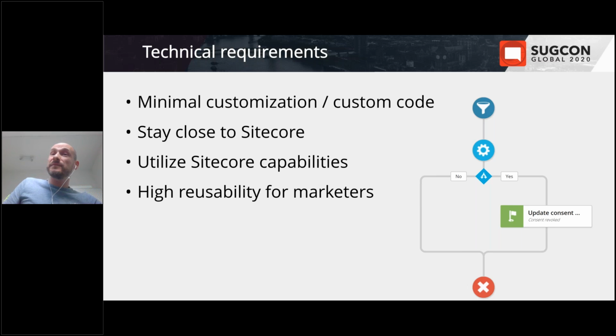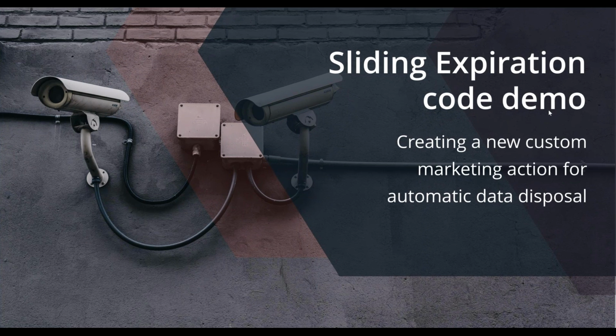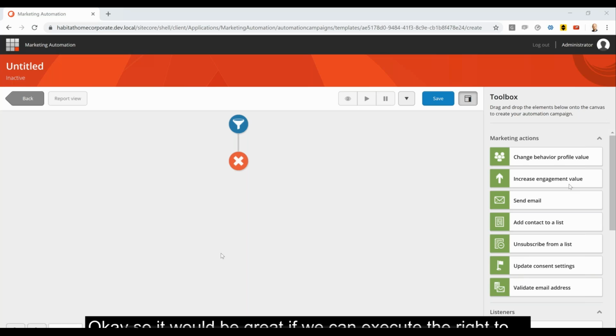Thing is, we do not yet have such features out of the box, so we're going to create it. I want to demonstrate how I've built sliding expiration, creating a new custom marketing action to do so. Okay, so it would be great if we can execute the right to be forgotten in an automation plan, but there's no activity type for that.